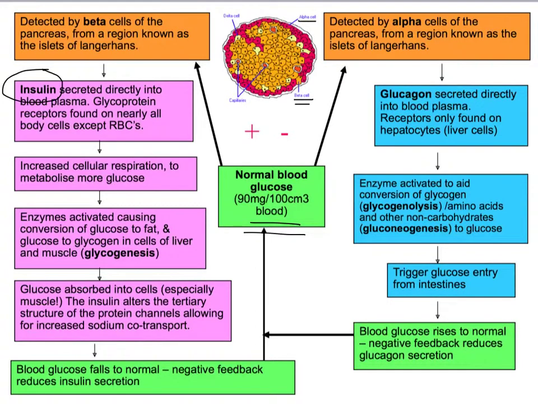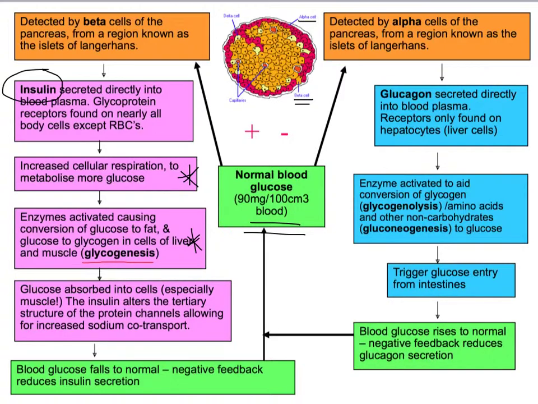So this is what the body would do. I'm just looking here at the moment: we have increased cellular respiration to metabolize more glucose. So we try and break down glucose a little bit more to lower its level. We specifically activate enzymes to convert glucose into fat, but also glucose into glycogen in the cells of the liver and muscle, which is what we said happens before. So that glucose gets turned to glycogen in the liver, and the proper scientific name for that is glycogenesis. Like I said, this would only feature at A-level.